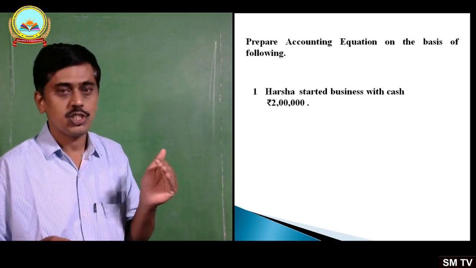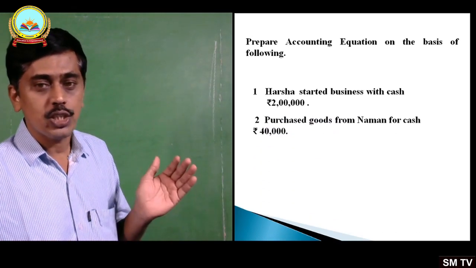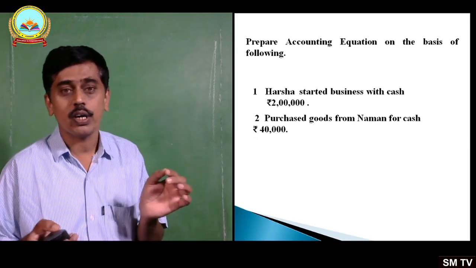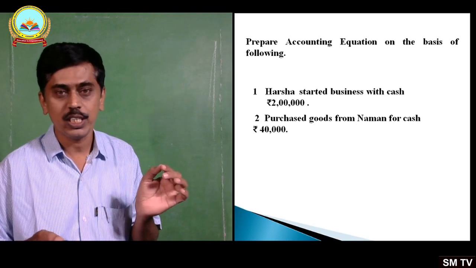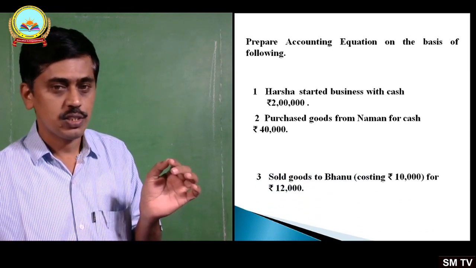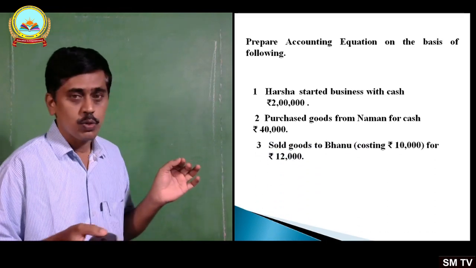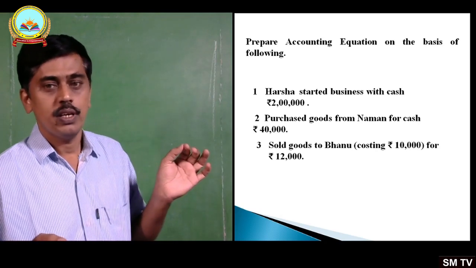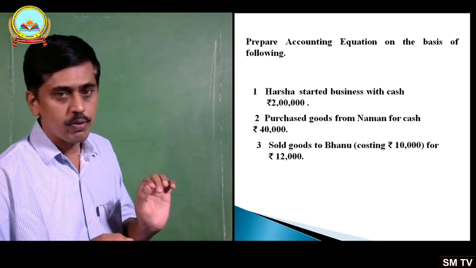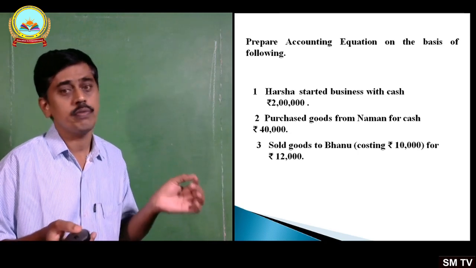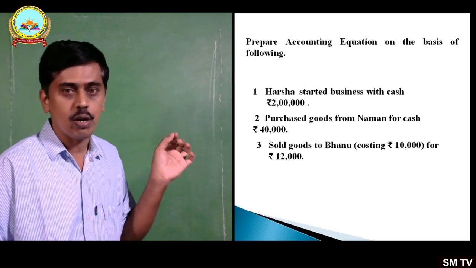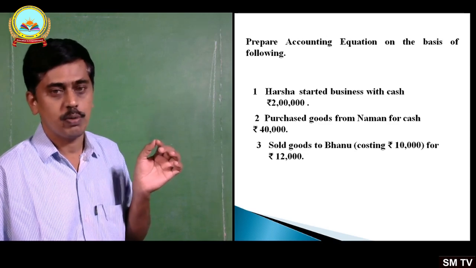Okay, next second one is purchased goods from Naman for cash. Purchased goods from Naman for cash. How much? 40,000. Next, number 3, sold goods to Banu costing rupees 10,000 for rupees 12,000.